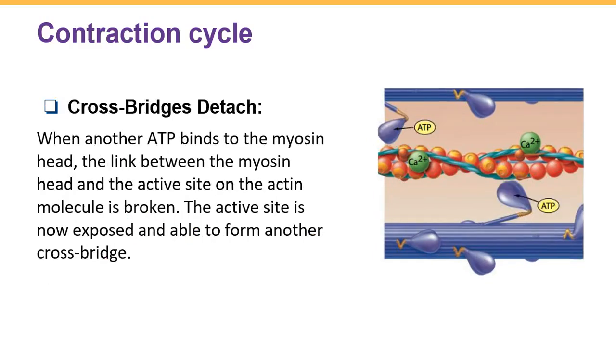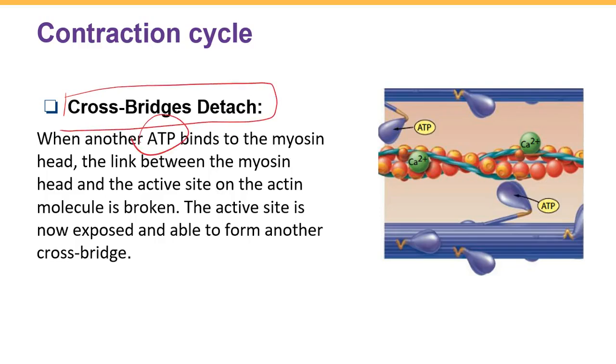Let's see what's going to happen after the power stroke. After the power stroke, a new molecule called ATP binds to the myosin head. And when ATP attaches, the connection between the myosin head and the actin's active sites breaks. So the myosin head lets go. We call this step cross bridge detachment.